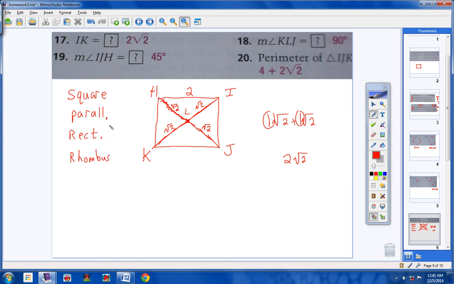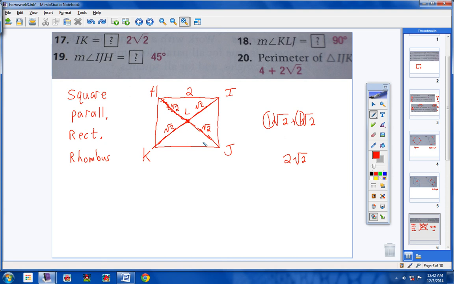So this is a square, but it's also a rhombus. What do we know about rhombuses or rhombi? We know their diagonals intersect at 90 degrees. They're perpendicular. So these diagonals are perpendicular. So this angle right here is 90 degrees. Okay, number 19. Find the measure of IJH.